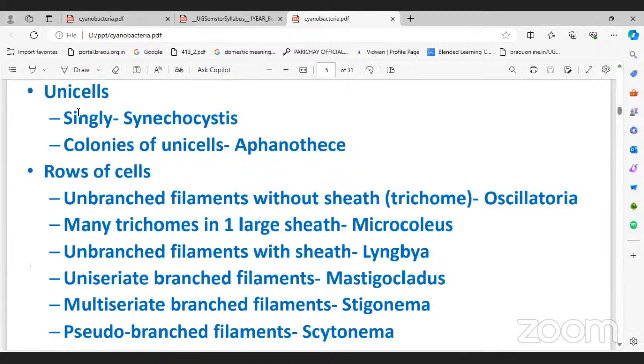First, unicellular: Synechocystis and Aphanothece. These are for unicell. In unicell also, one is single and one is colonial. Colonial unicell, one example, and single, one example. Right? Let's draw this diagram. Actually, I'm unable to take the pen here. So anyway, I will show the diagrams later.